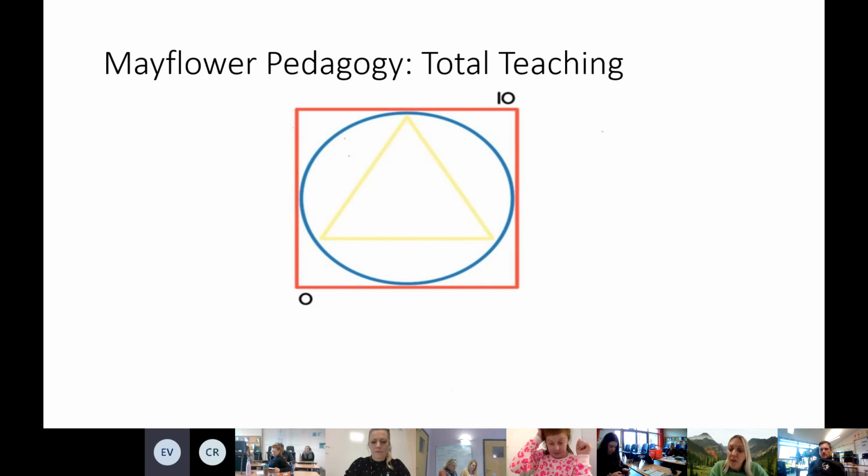So the very first thing that we need to do is to recap our Mayflower pedagogy. Remember, what we call our Mayflower pedagogy is total teaching. And we always start from the outside in.